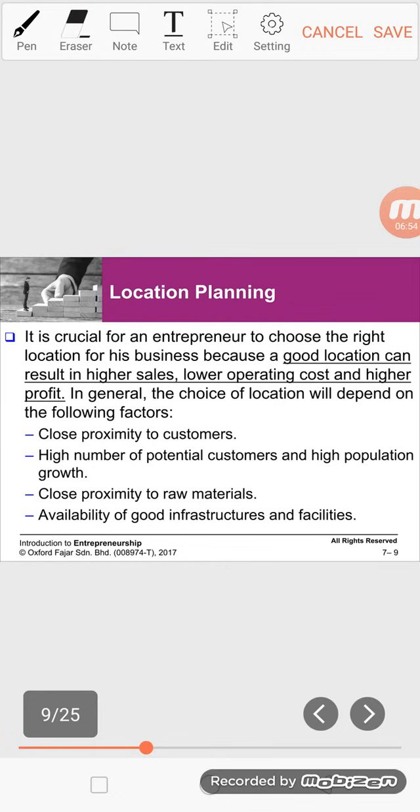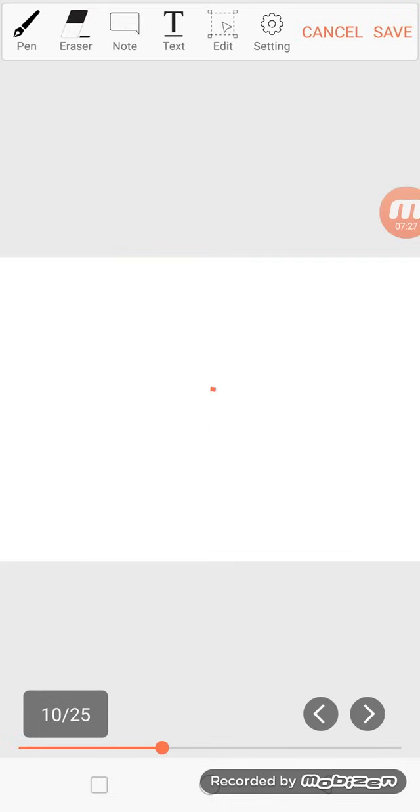Availability of good infrastructure and facilities. For example, the most important facility is the parking spot. If our shop or services are near to the customers, near to the raw materials, and in a high density population area, right in the middle of the town, but the parking spot is very difficult, then people won't go. It will get more and more difficult, and they won't feel like going.